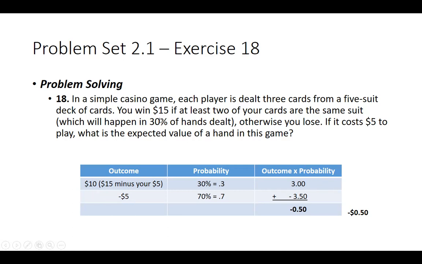The other outcome, which happens 70% of the time, is that you lose $5. So minus $5 times the probability of 70%, so times 0.7, would be negative 3.50. If we add this column together, we get an expected value of negative 0.50 or negative 50 cents. So the expected value of a hand in this game is negative 50 cents. On average, over the long run, you will lose 50 cents per hand playing this game.